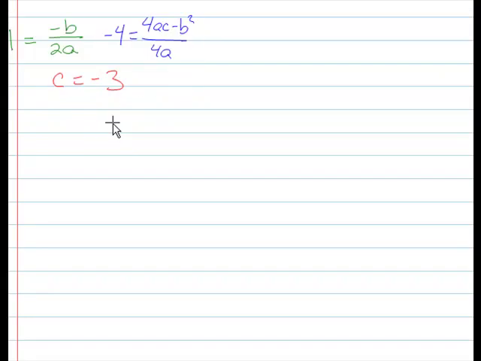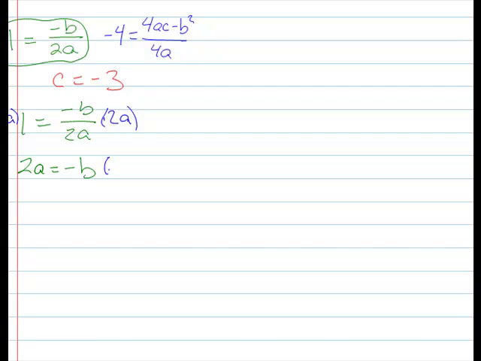Okay, so this is what we've got. Let's start with this one. We've got 1 equals -b over 2a. So I can multiply both sides by 2a, and that gets me 2a equals -b. Then I can multiply both sides by -1 and get b equals -2a. Okay, we'll use that in a second.